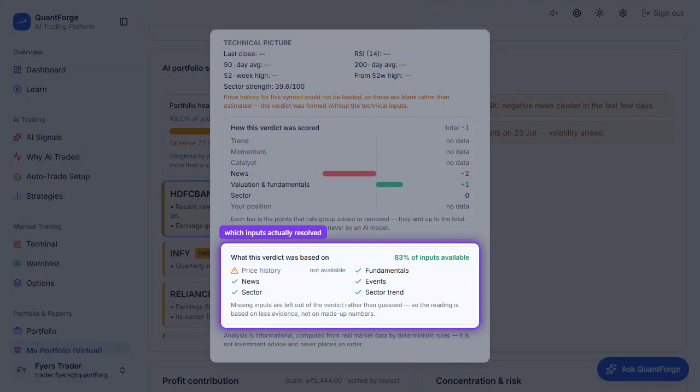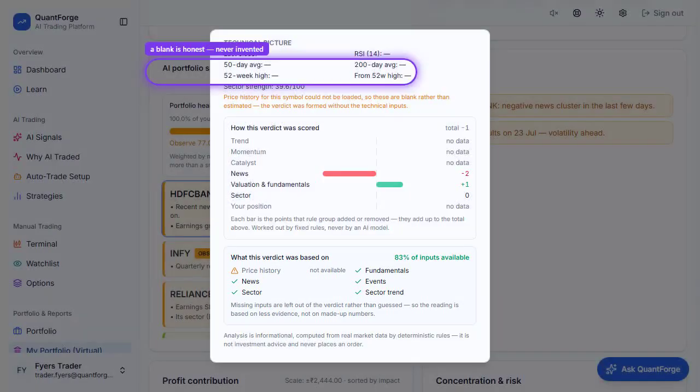Without this strip you cannot tell, and if you cannot tell, you cannot trust any number on the page. So read the percentage as confidence in the evidence base, not in the stock. 80% coverage with a critical verdict is a strong warning. 40% coverage means read it, but know it is a partial picture.